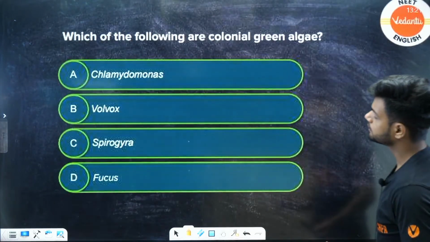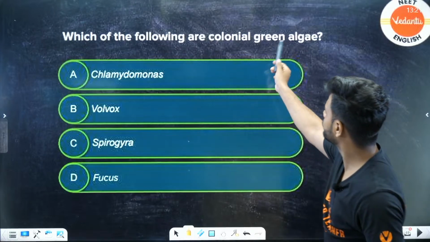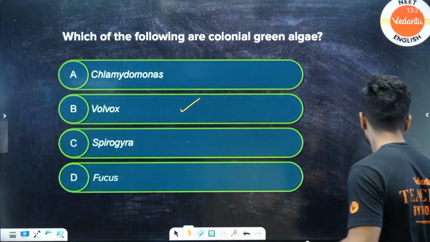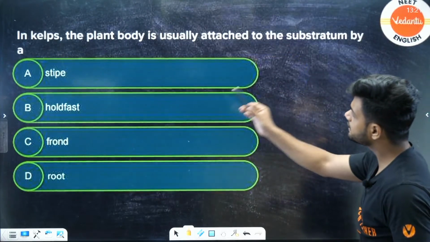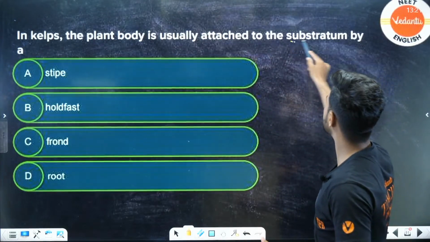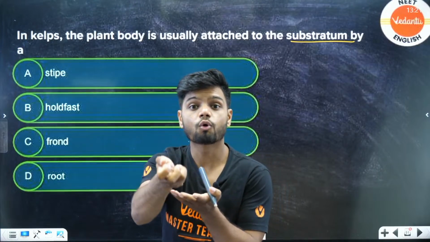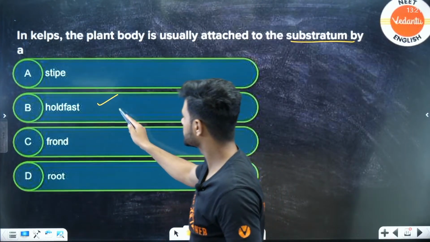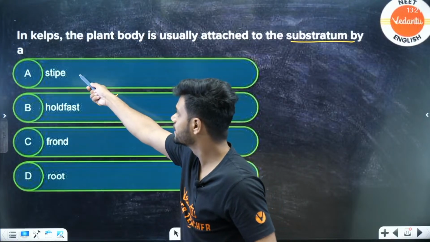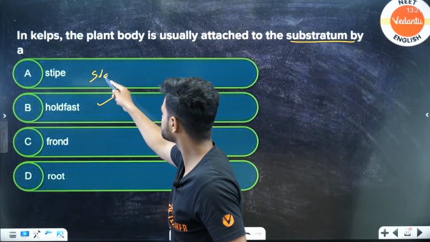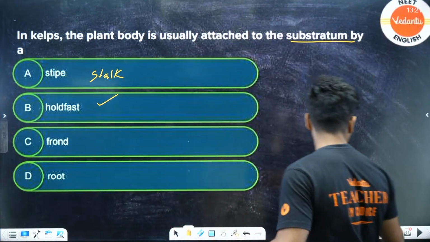Next question. Which of the following is colonial algae? Very easy. Volvox. In kelp, the plant body is usually attached to the substratum with the help of? Holdfast. Frond is going to be the leaf-like structure. Stipe is going to be the stalk.